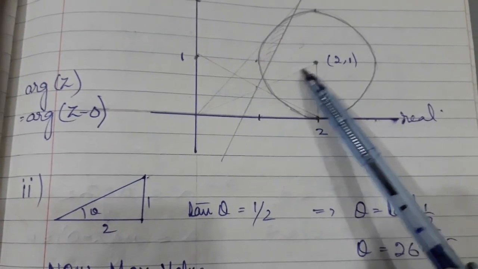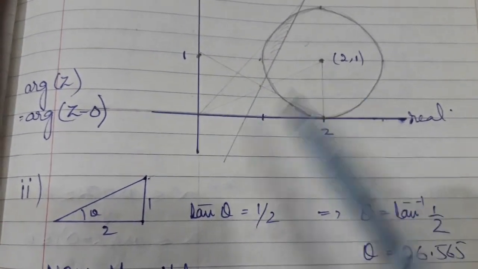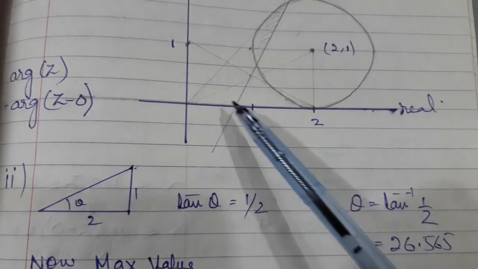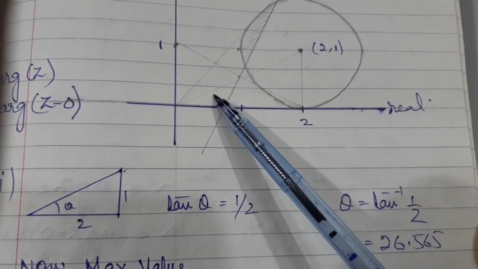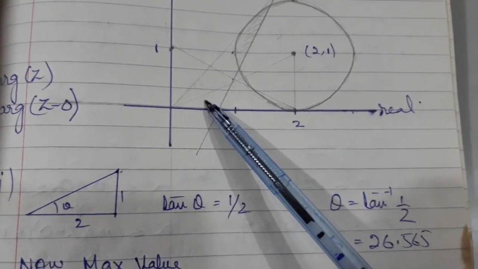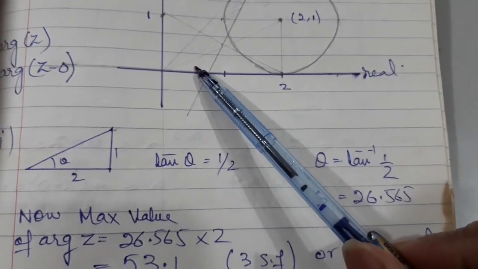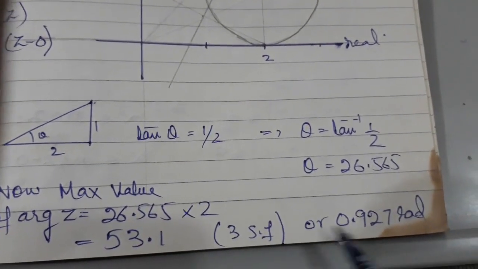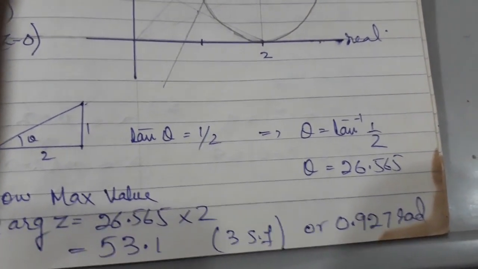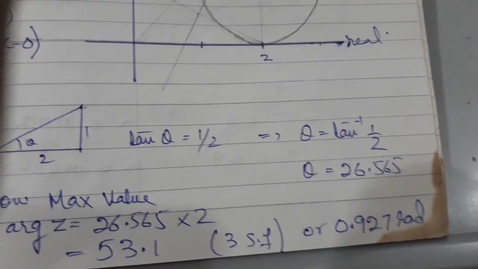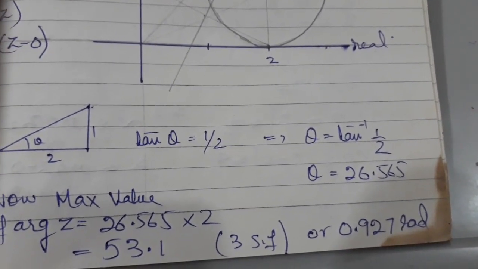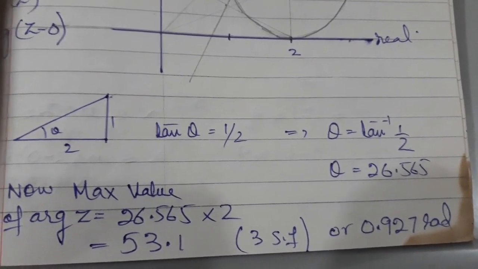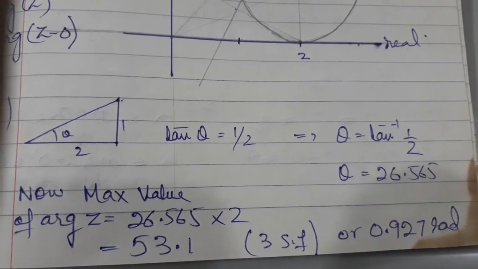So I'm just drawing this triangle separately here to explain to you. And theta is 26.565. And don't forget to keep the mode in radian. Okay, so after this, I will double it to get this angle, which is 0.927 radian. So with this, the explanation of this question ends, and now we will see the next question.